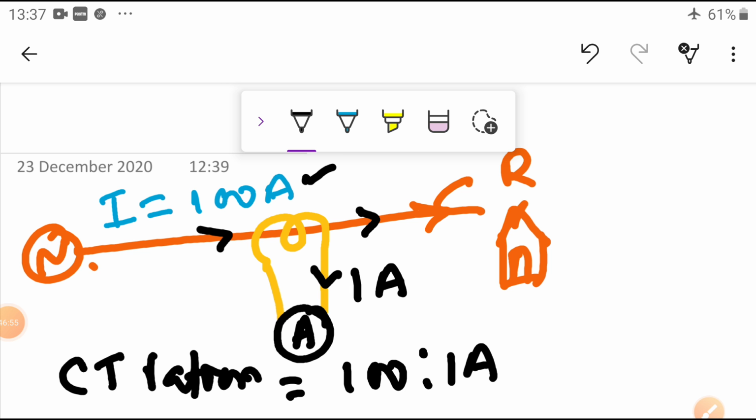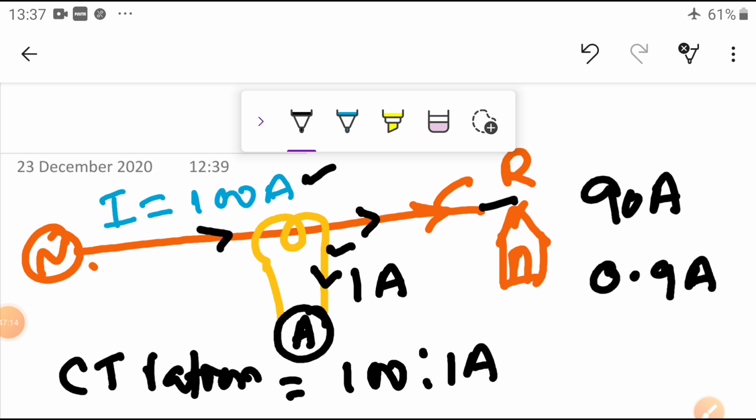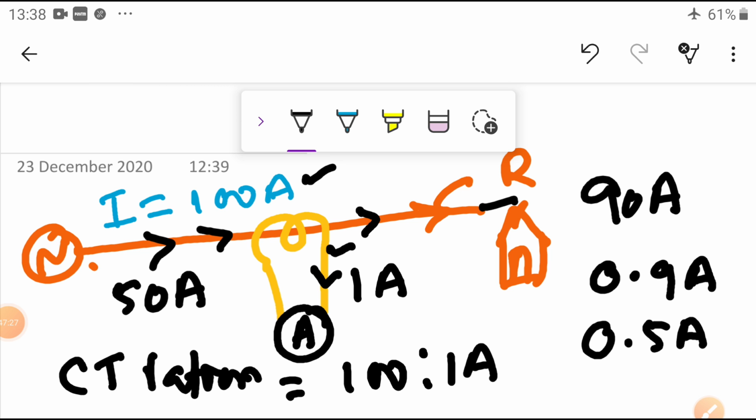Okay, if the current is less than 100 amperes, for example, instead of 100 amperes the current in the line is only 90 amperes, what is the induced current in the secondary? That current will be 0.9 amperes only. For example, if the line has 50 amperes, then it will indicate only 0.5 amperes flows.